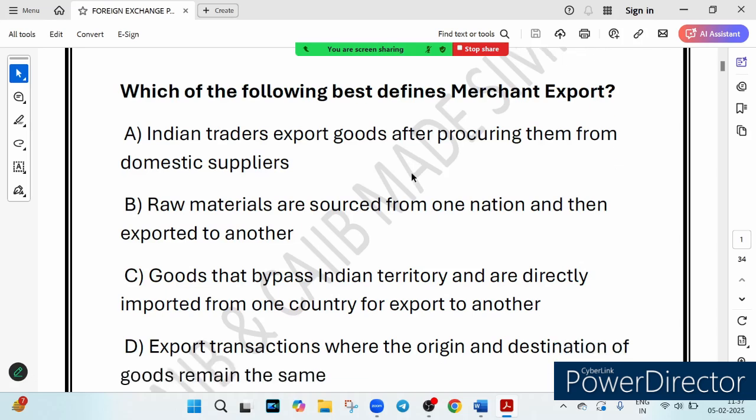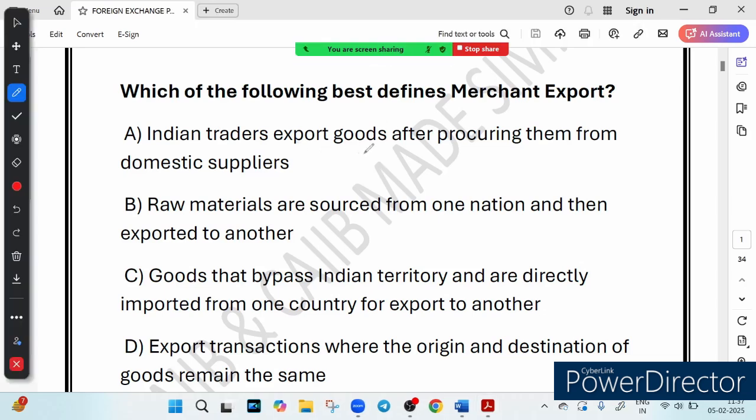It says, which of the following best defines merchant export? Let's see the options. Option A says Indian trader exports goods after procuring them from domestic supplier. Option B says raw materials are sourced from one nation and then exported to another. Option C is goods that bypass Indian territory and are directly imported from one country for export to another. Option D says export transaction where the origin and destination of goods remain the same. So let's discuss each and every option.